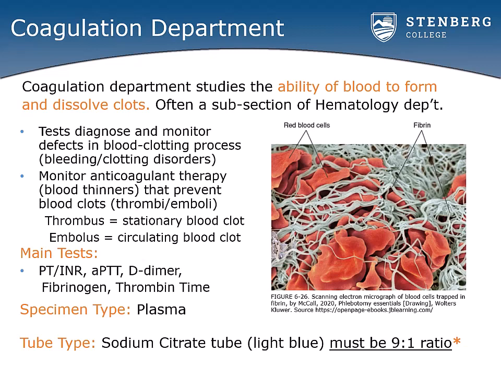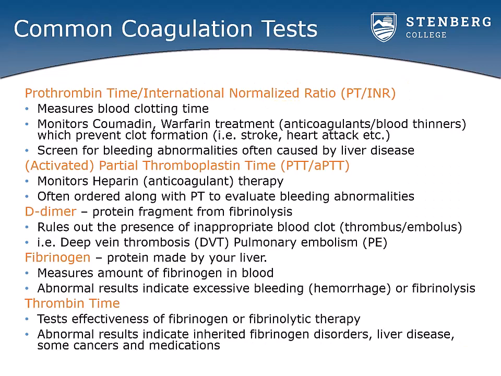The main tests are PT-INR, APTT, D-dimer, fibrinogen, and thrombin time, and we'll cover these in more detail on the next slide. Tests in this department are mainly performed on plasma, and the tube of choice is the light blue colored sodium citrate tube. These tubes must be completely filled to a 9:1 ratio, as we'll discuss in more detail soon. I briefly mentioned the main coagulation tests, but let's cover them in a bit more detail.